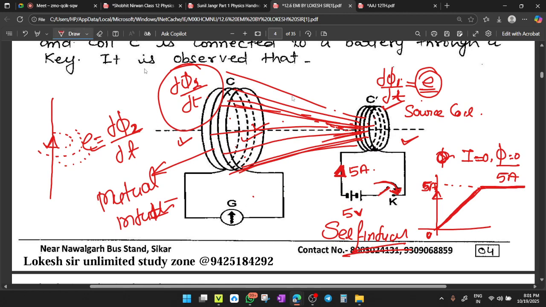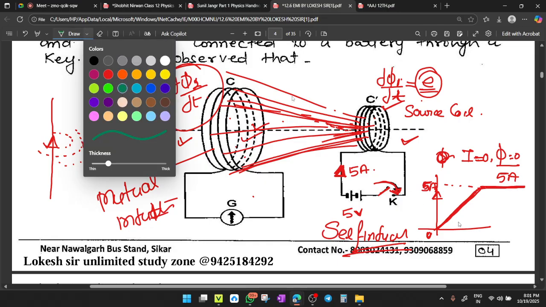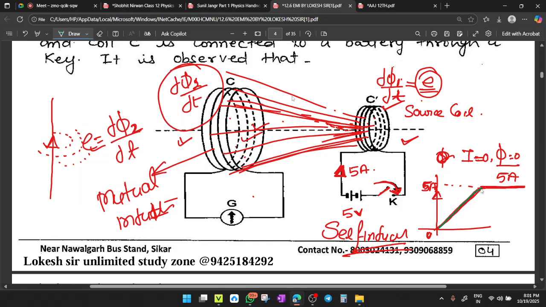I said that when the current reaches its maximum value, 5 ampere, now current becomes constant. So is there any deflection? First it is a change in current, so we have seen the momentary deflection. Then when current reaches its maximum value, will any deflection be seen or not? Tell me.